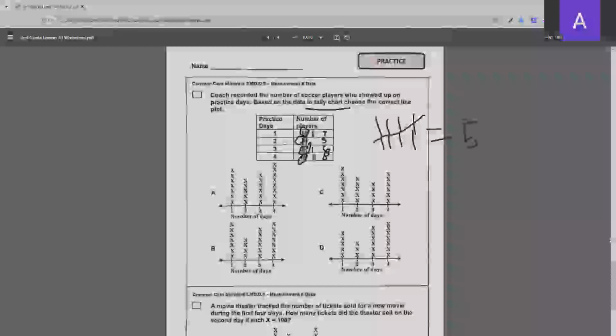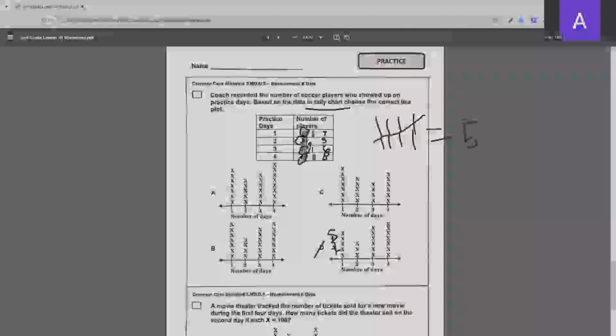the correct option. So for practice day 1, it needs to have 7 X's. Looking at option A, it has 7 X's, so that works. Option B has 7 X's, so that works. Option C has 7 X's as well, so that works. But option D only has 1, 2, 3, 4, 5 X's, so that's incorrect.